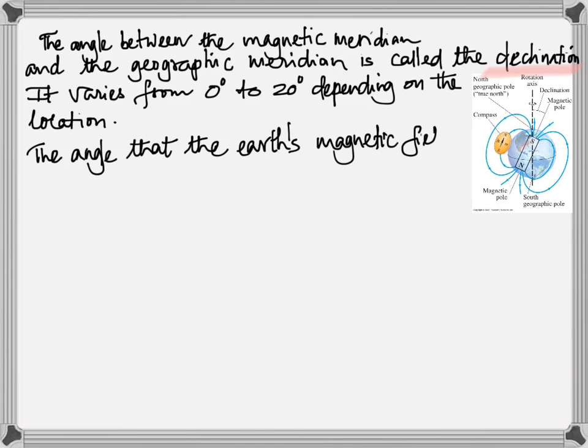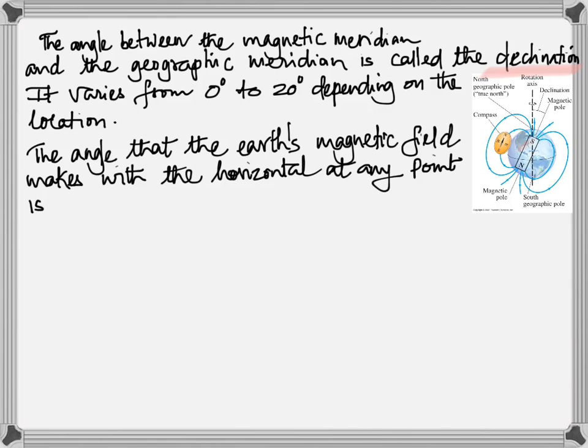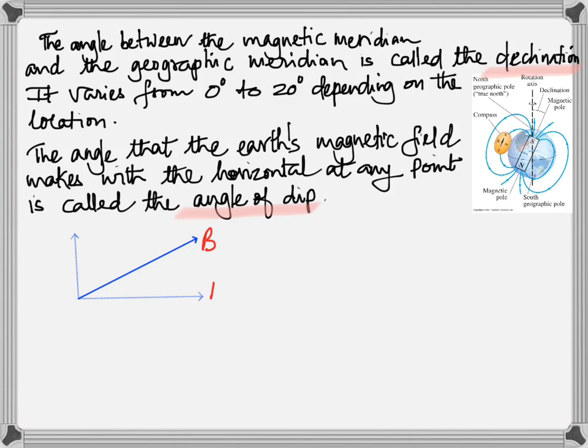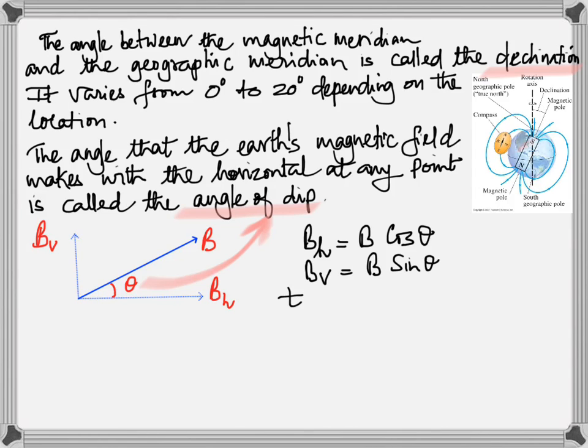And normally the Earth's magnetic field is not horizontal. It makes a certain angle with the horizontal, and this angle that the Earth's magnetic field makes with the horizontal is called the angle of dip. In the figure, theta is the angle of dip, B is the Earth's magnetic field, which is resolved into BV and BH, and we get these three formulas.